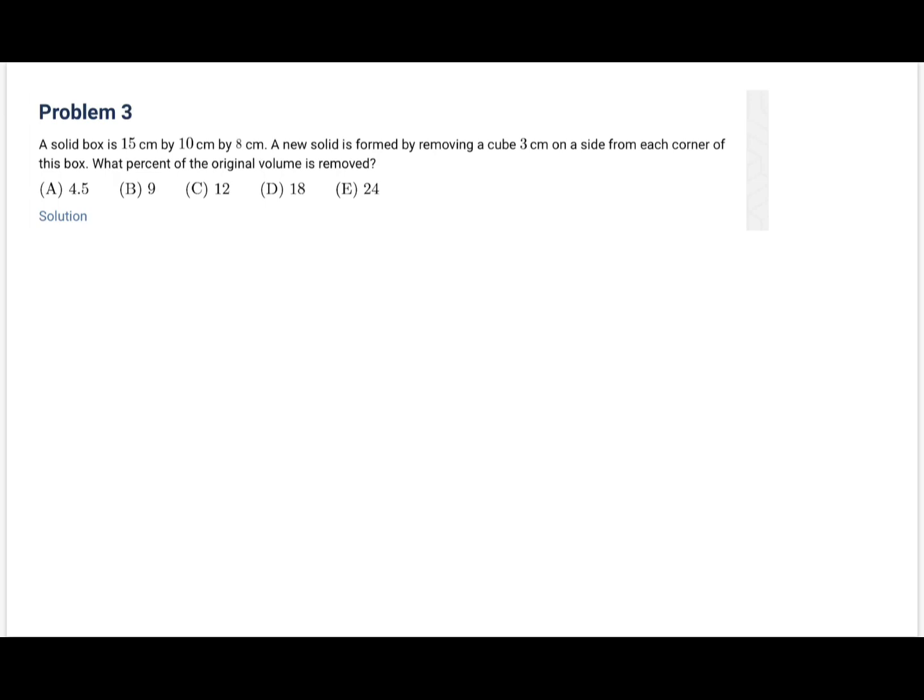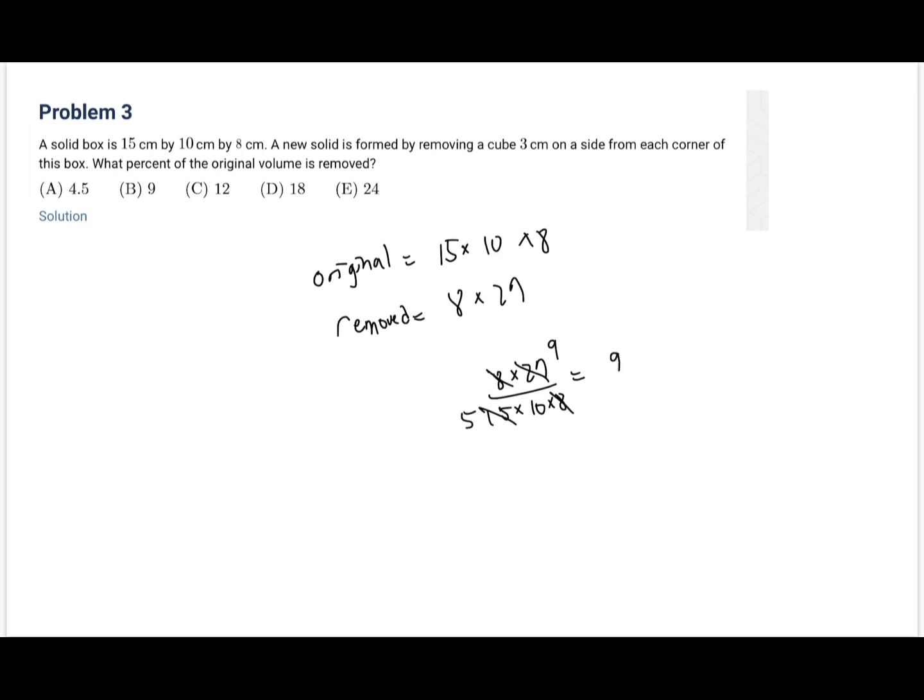Okay, so the original volume is 15 times 10 times 8, and the removed volume: there are 8 corners, right? So 8 times a cube 3 centimeters on a side, so 27. So 8 times 27 over 15 times 10 times 8. The 8 would cancel, and the 3 would be divided, so it's 5 times 10, 9 over 50, which is 18 over 100, so it's 18%. The answer is D.